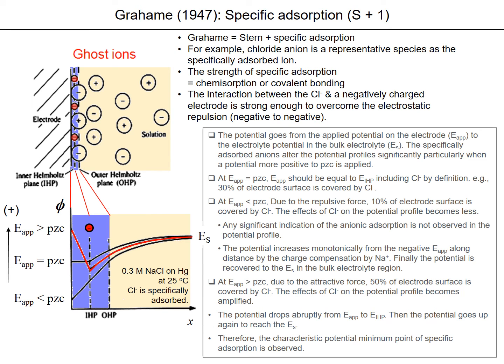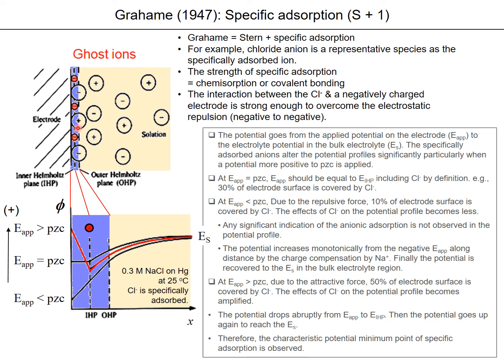Grabbing the standard model, let's go to 1947. Grahame has added one more thing into the standard model. That is the specific adsorption. So right now we have the diffuse layer. Also, just on the surface of the electrode we have a Helmholtz layer.